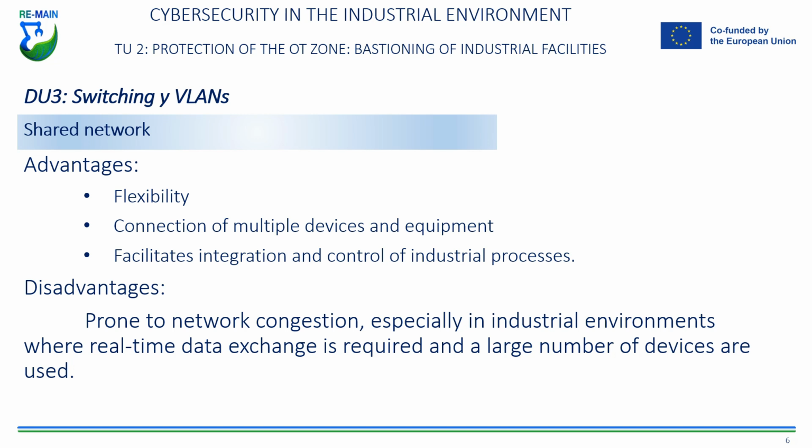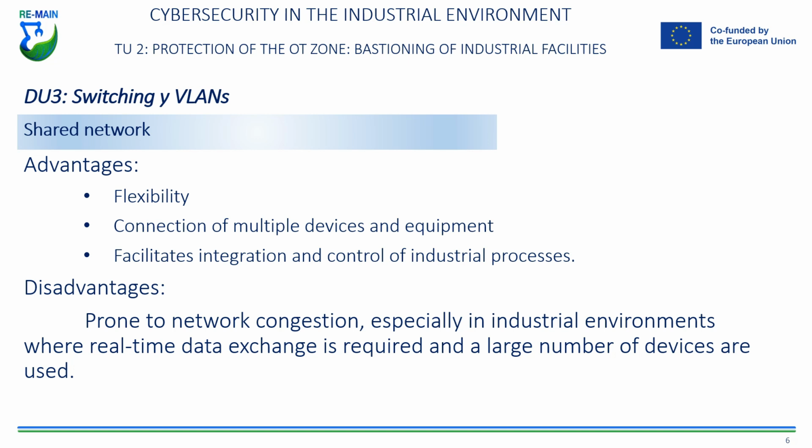One of the advantages of shared industrial networks is that they allow for greater flexibility in network configuration and allow multiple devices and equipment to be connected to the same network, making it easier to integrate and control industrial processes. However, a disadvantage of shared networks is that they can be more prone to network congestion, especially in industrial environments where real-time data exchange is required and a large number of devices are used.